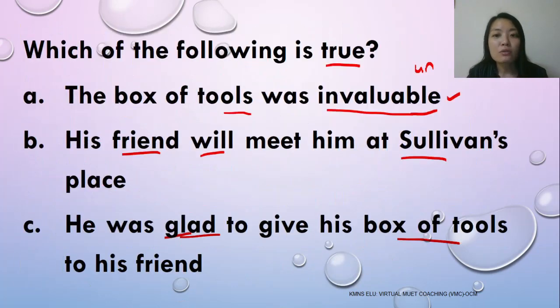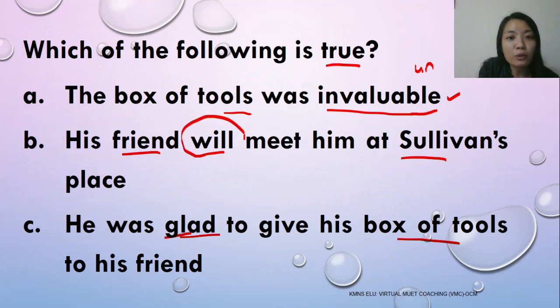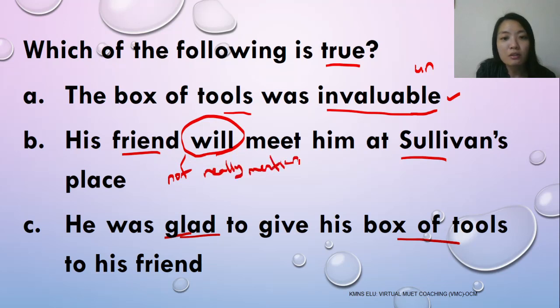All right, so you see here, this is actually a trap. Like earlier, this sentence here, his friend will meet him. We are not really sure whether his friend will meet him or not. It's not really mentioned. So you cannot simply make assumptions.